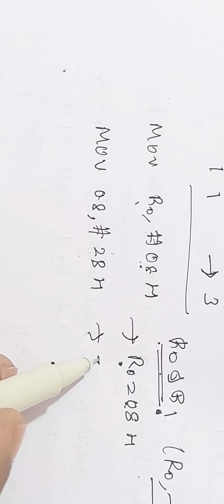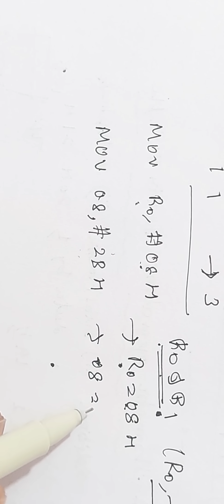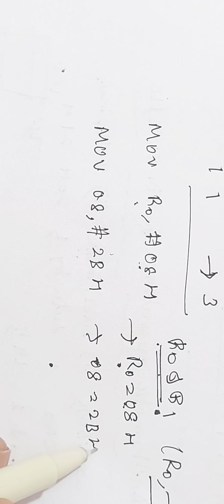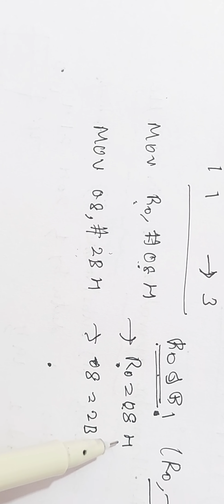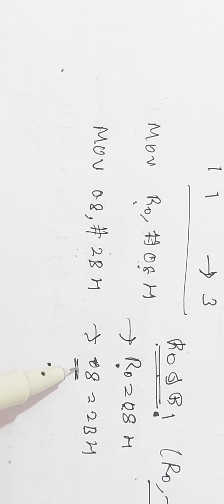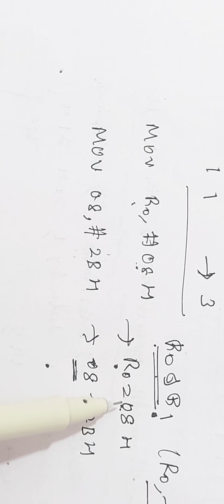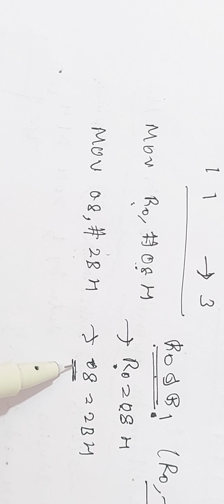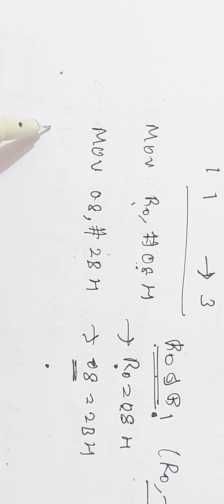This implies that 08 now contains the number 2BH. Here I have written 08H because it is a number loaded into R0. Here I have not written H because 08 now acts as the address of R0. Here this is the number contained in R0. Now this becomes the address of R0.